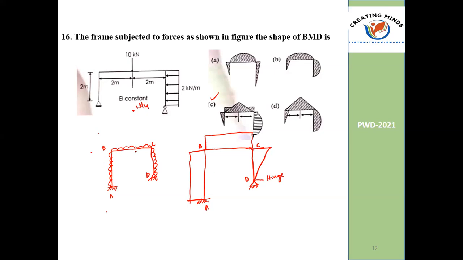And here I am given UDL on all members, so all UDL will generate a parabolic curve. All values are WL square by 8, WL square by 8, WL square by 8. Any doubts in BMD? Any doubts in this particular problem?